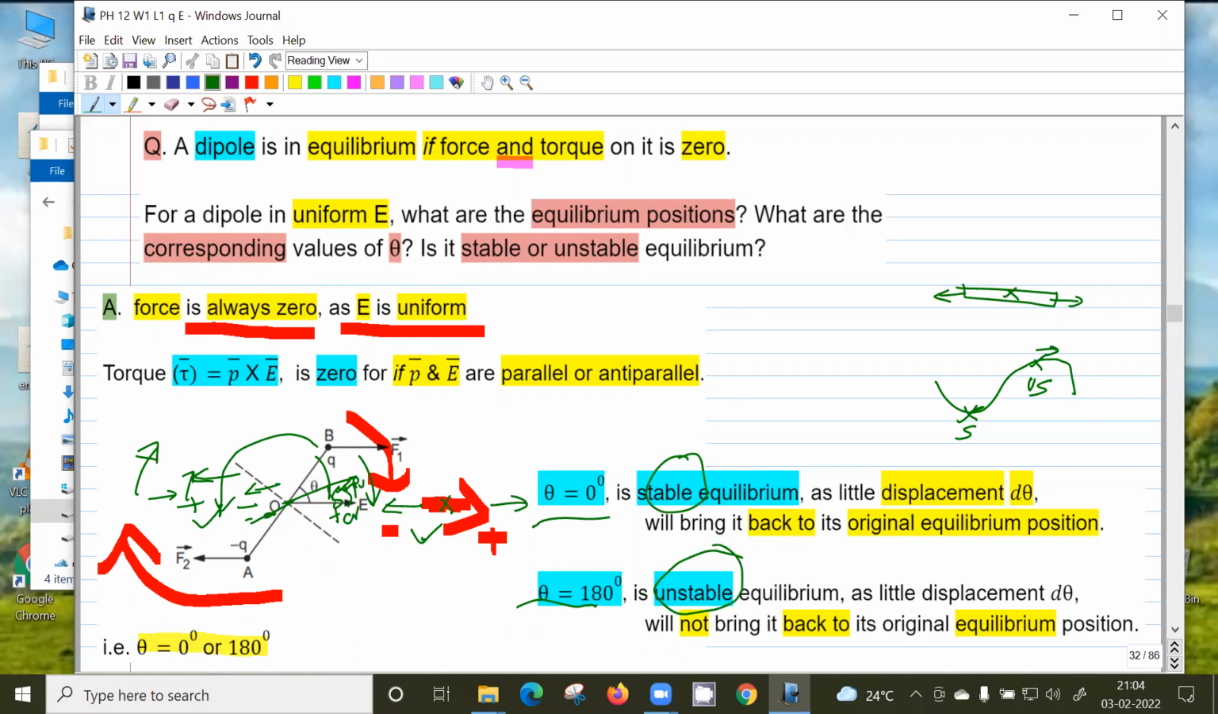Why that particular 180 degrees, sir? Theta equal to 180 means minus Q will be here and plus Q will be here, because the direction of the P vector is from minus to plus, right? And the electric field vector is towards right. So the angle is what? 180 degrees.